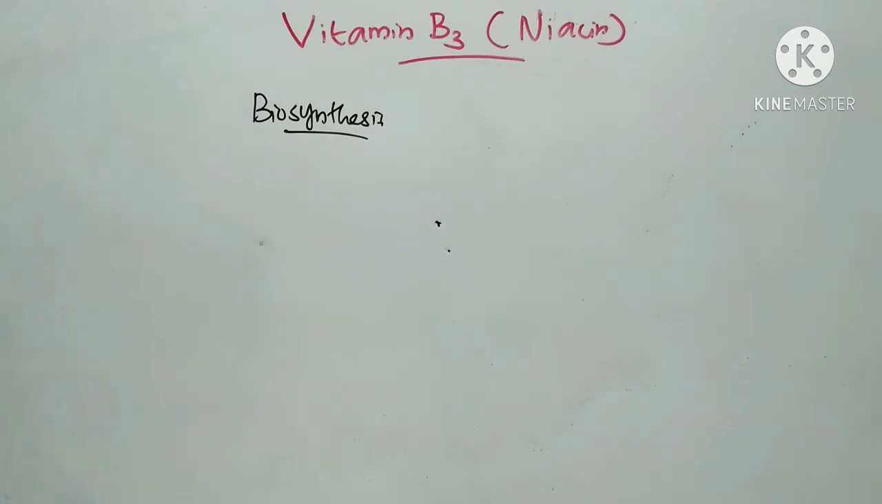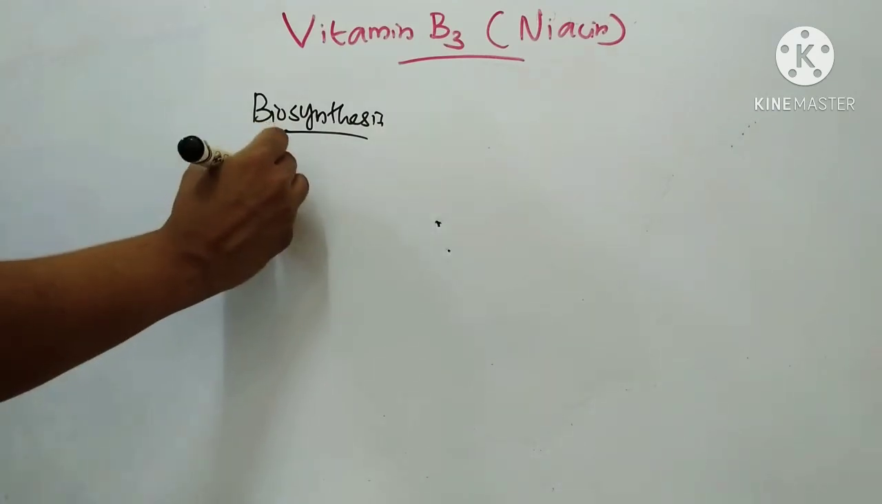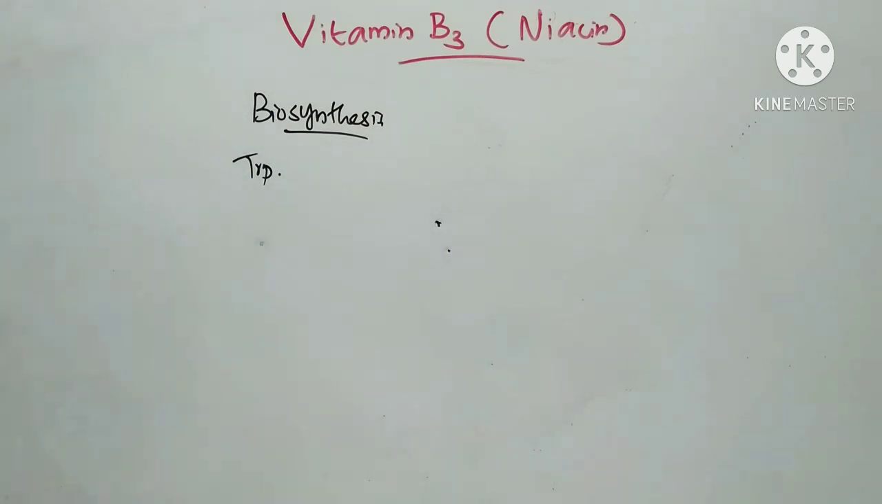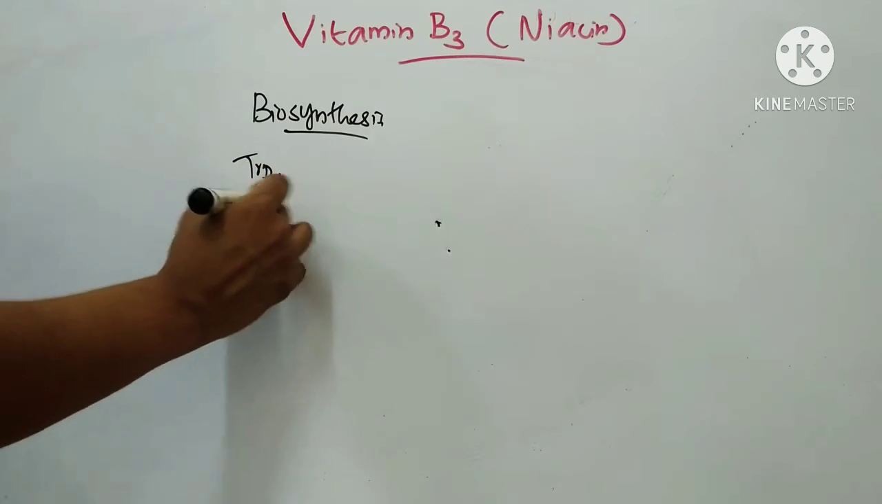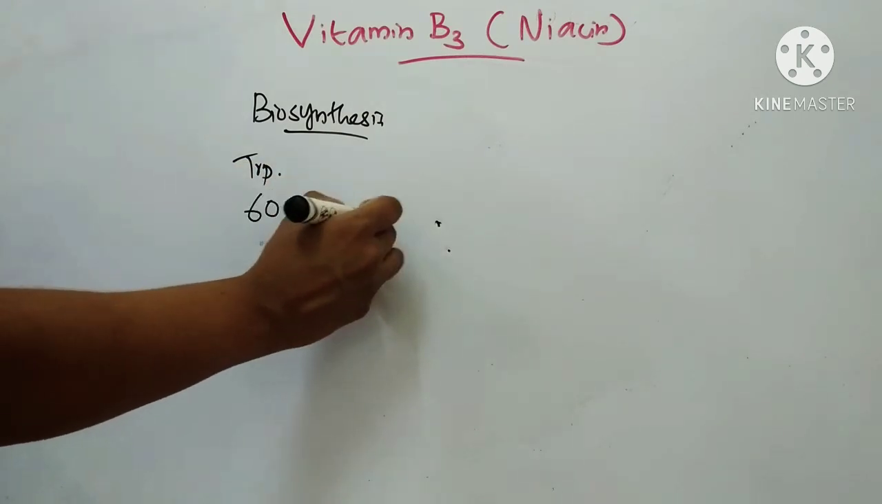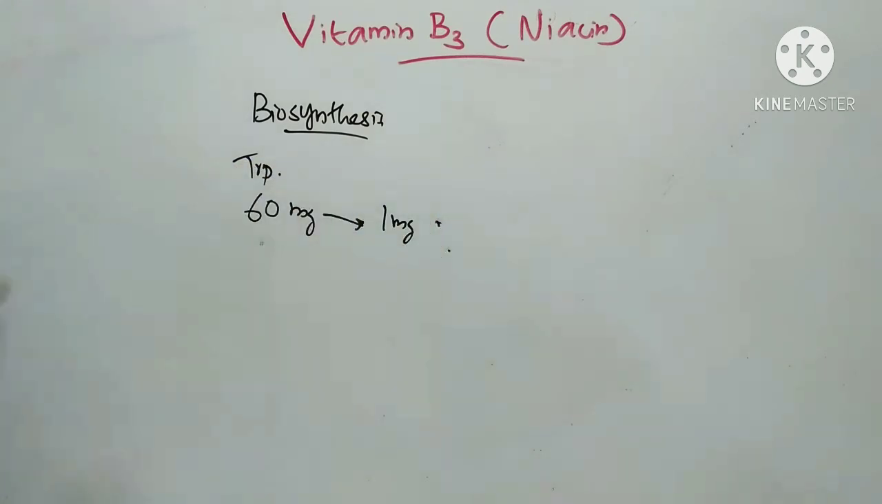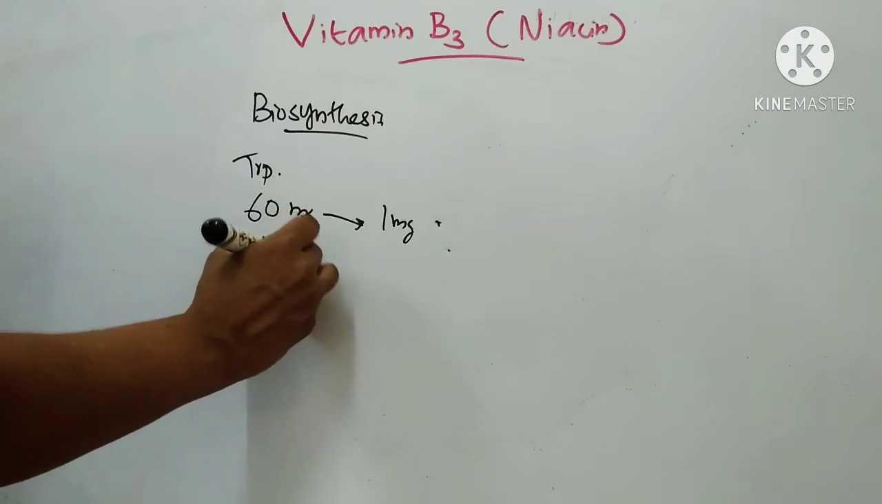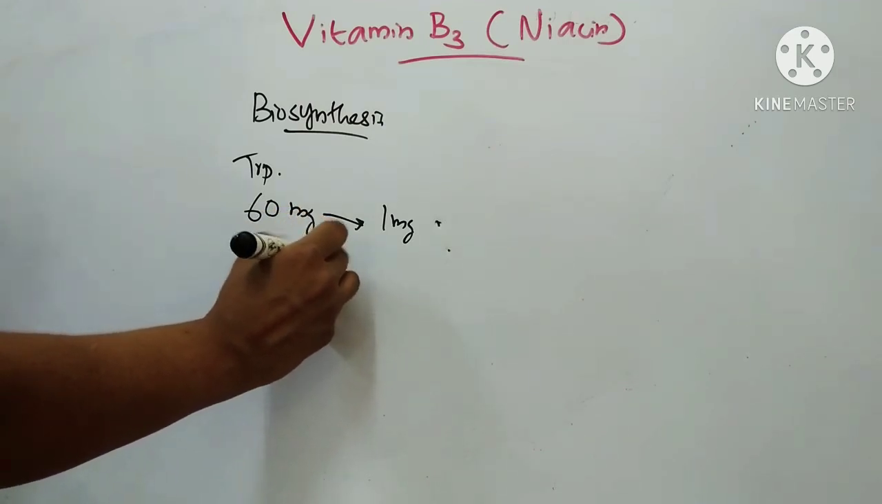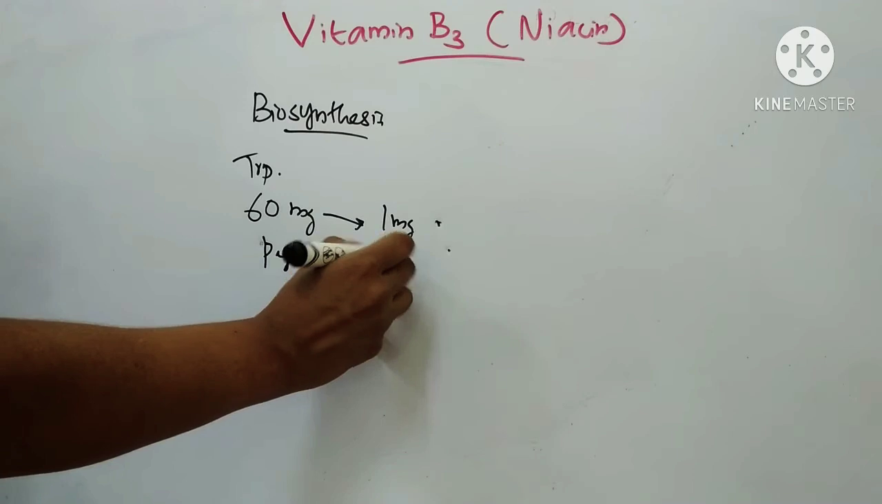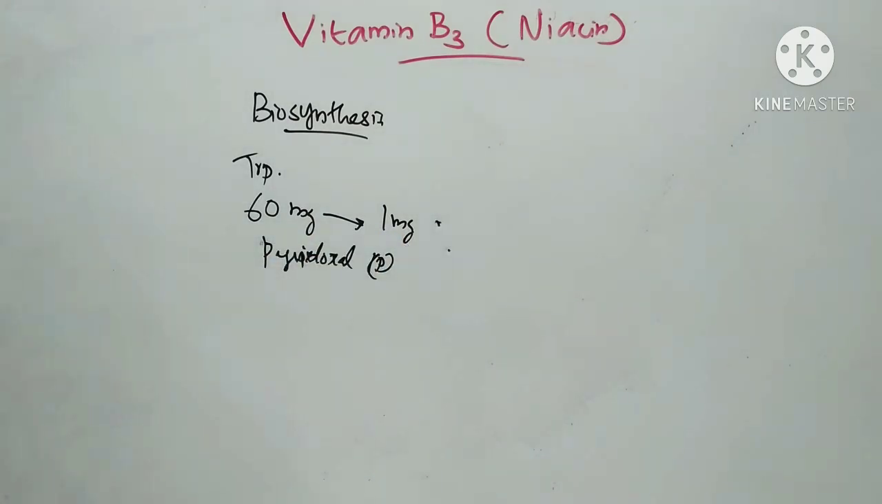The amino acid tryptophan is a precursor of nicotinic acid in many plants and in human beings. 60 mg of tryptophan can give rise to 1 mg of niacin. Pyridoxal phosphate is required as a coenzyme in this synthesis.